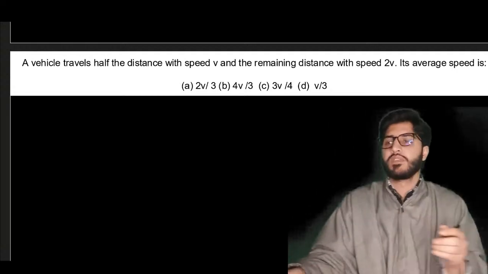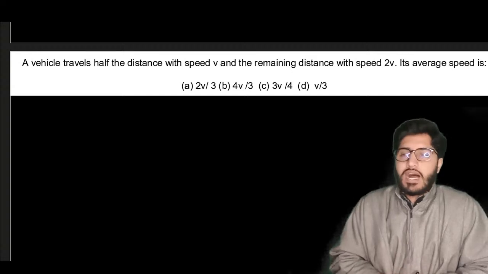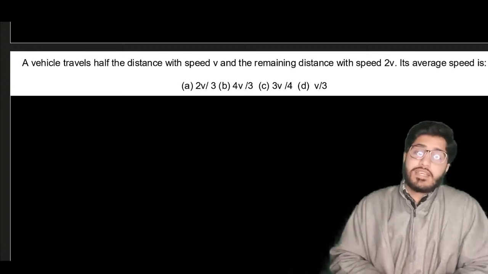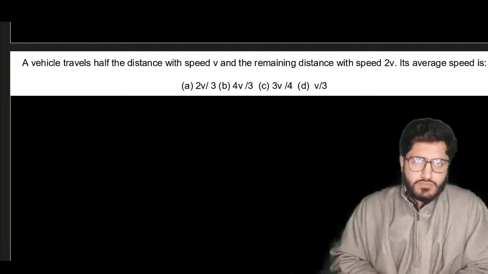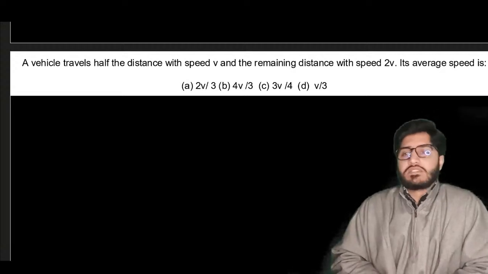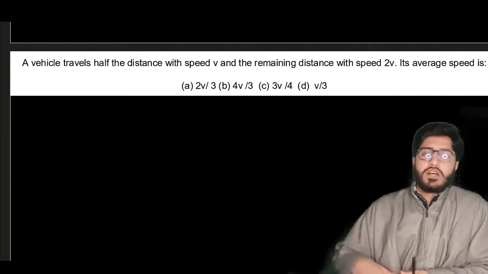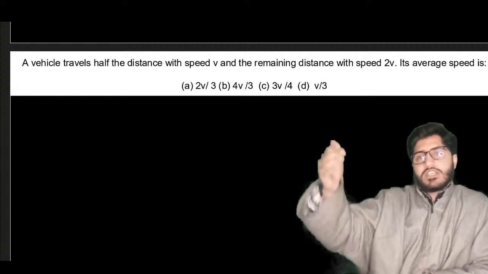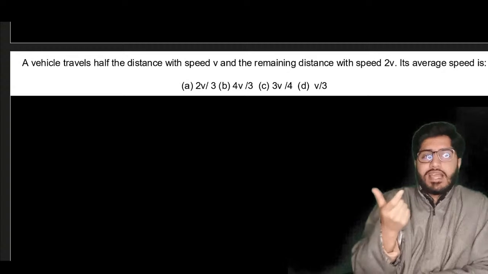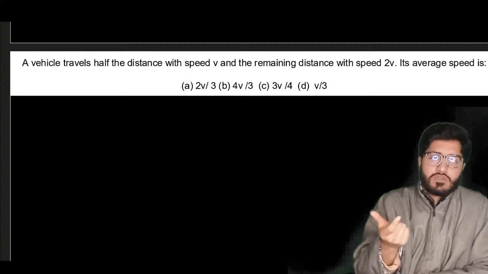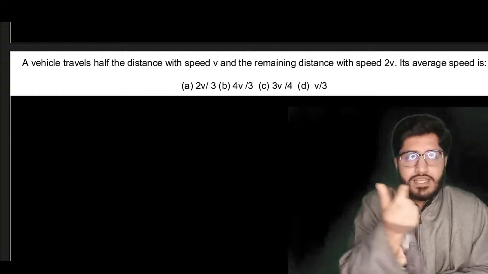So let's start now. So now the second numerical is like a vehicle travels half the distance with speed v and the remaining distance with speed 2v. Its average speed is, right? So what is average speed? Average speed is total distance divided by total time. Now when we are dealing with the average velocity part, so we have here two components. If the time intervals are same, and if the distances are same. So here, I guess distances are same.